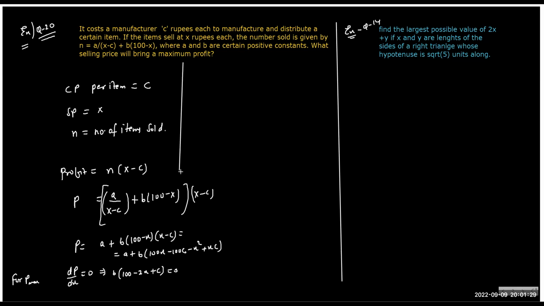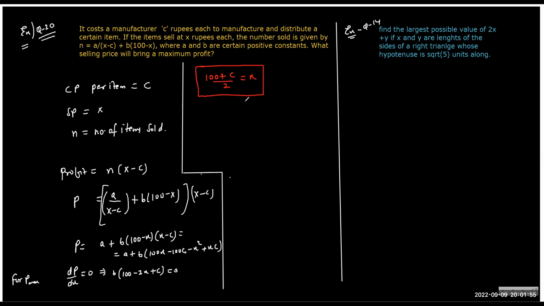How much? So you get x equals 100 plus C by 2. So the selling price is 100 plus C by 2. What selling price will bring the maximum profit? The answer is 100 plus C by 2. That is the answer. Is this clear? Yes, sir.